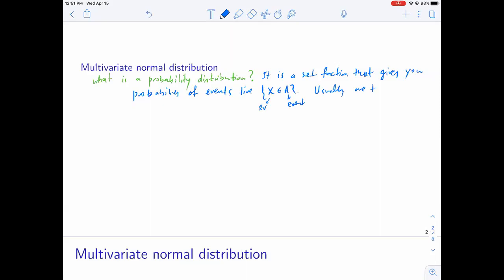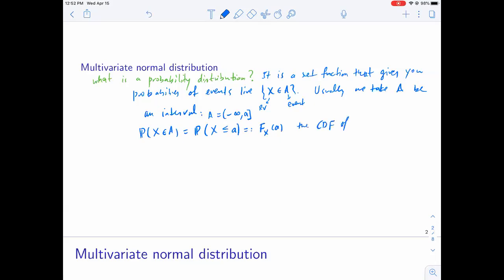Usually you take, for example, A to be an interval. So you consider A to be negative infinity to a. Then the probability that X is in A is the probability that X is less than or equal to a. And in this case it has a name. This is usually called the CDF, the CDF of X.